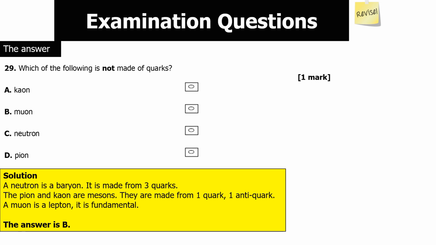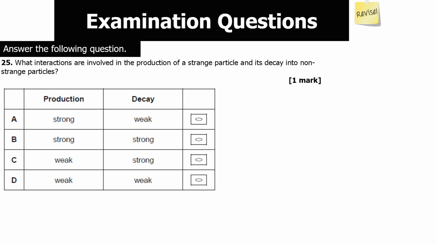The pion and the kaon are mesons, again you've got to be aware of that, so they're made from 1 quark, 1 antiquark. So the only thing left is a muon, which is a lepton. Leptons are not made from quarks, they're fundamental. The answer is B.